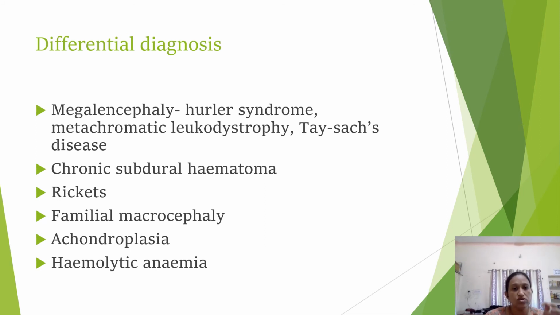Then rickets may be a cause of large head, but in every case you have to take a detailed history and go for physical examination to see for other signs or symptoms, features of rickets. Then familial macrocephaly may be there. In that condition, the intelligence of the child will be normal, there will be no signs of raised intracranial tension, and measurement of size of head of parents is very important. Achondroplasia is another cause. In this you will find clinical features of achondroplasia.